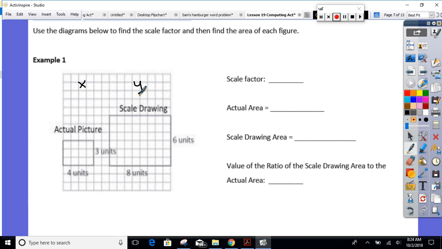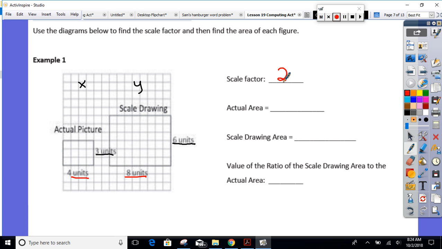Chris, what would the scale factor be for that picture? 1.5. No, what did you divide to get that? 6 divided by, oh, I didn't know. What would you divide to find it? 6 divided by 3. Yes, you want to divide corresponding sides. So you could either do 6 divided by 3, or you could do 8 divided by 4. And what do you get when you do that, Chris? 2. So your scale factor is 2.